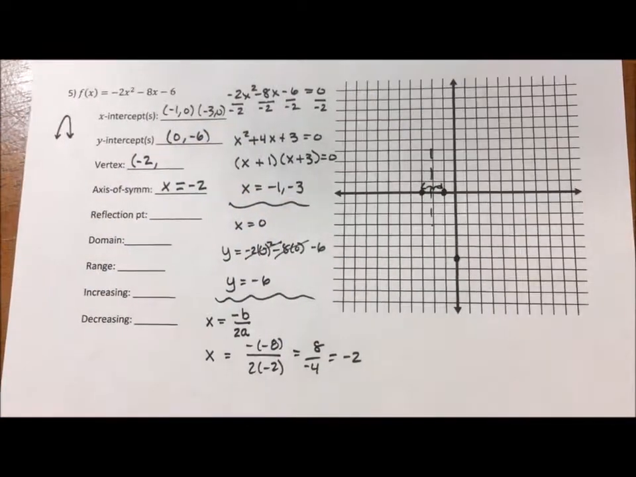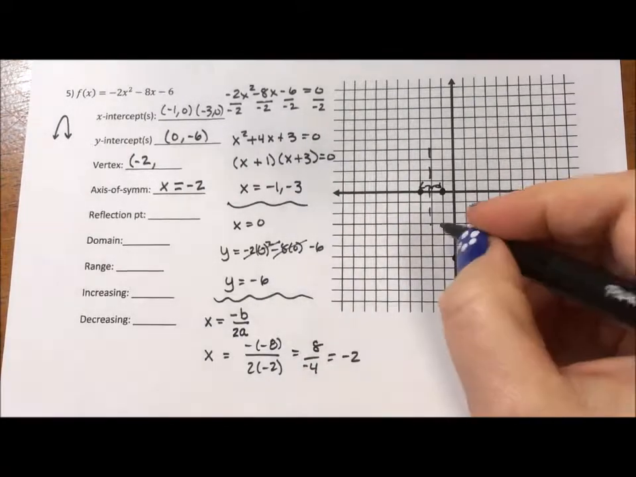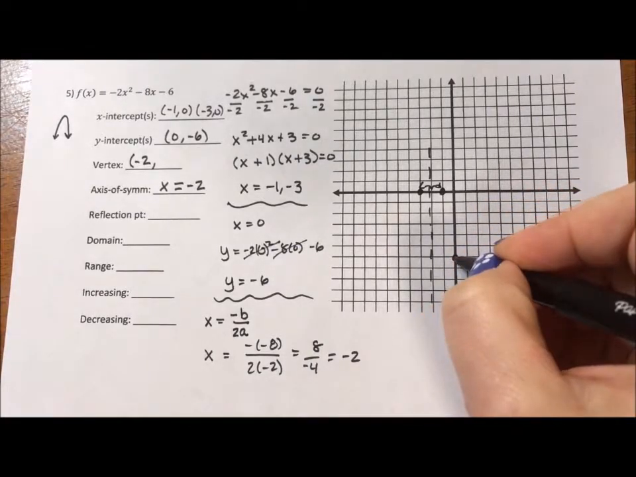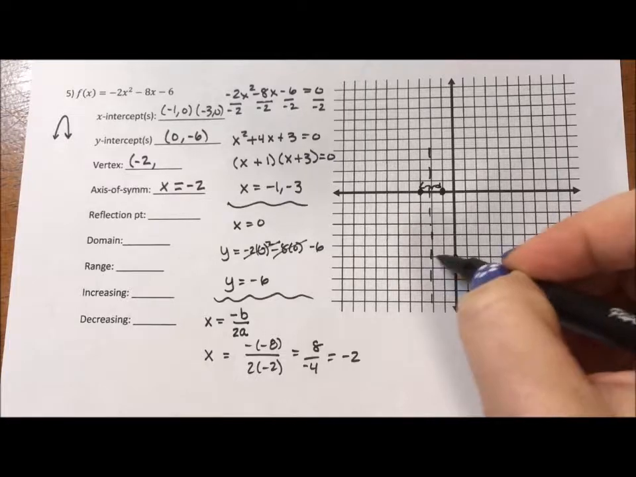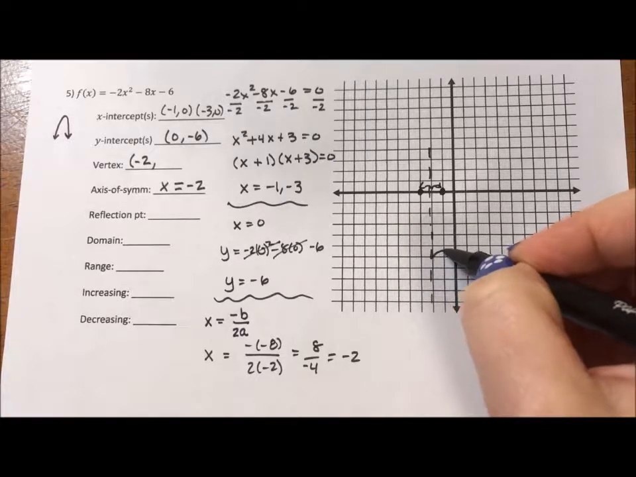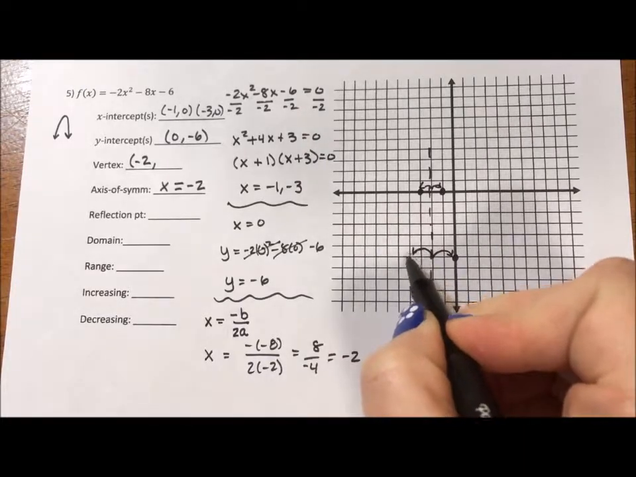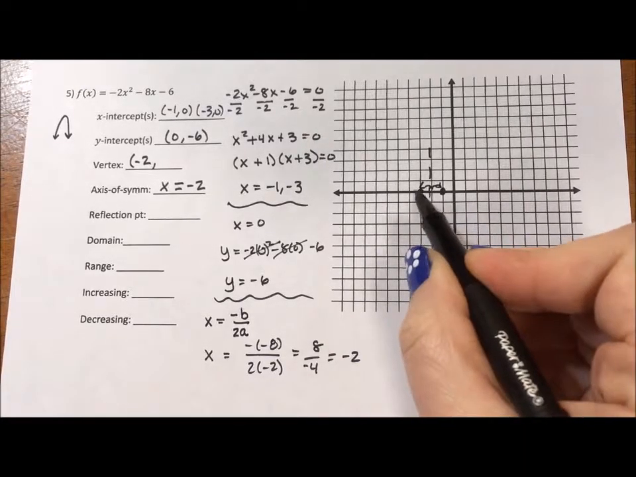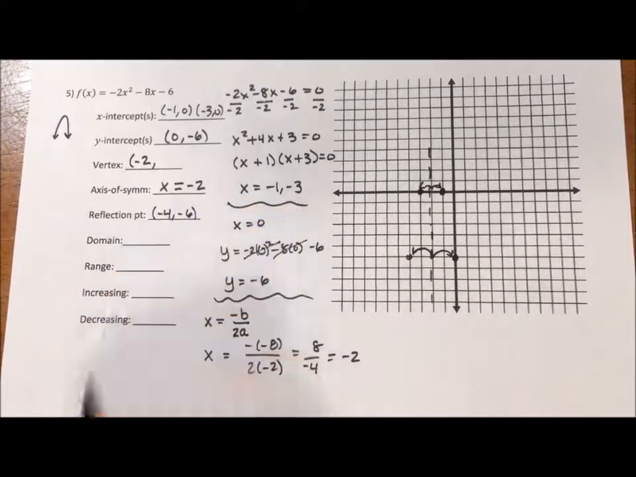Just like the ordered pairs, the axis of symmetry is a line, so we have to write it as an equation. The reflection point is reflecting the y-intercept to give us a fifth point to graph. So if we're going 2 to the right, we need to go 2 to the left. That's 1, 2, 3, 4, negative 6, negative 4, negative 6.